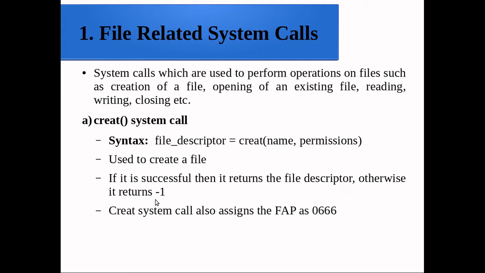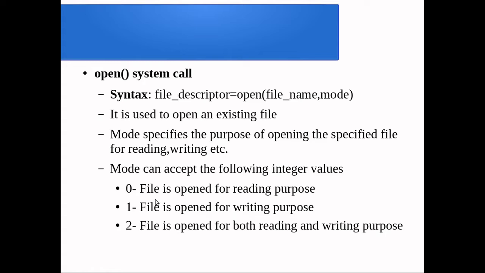And we have seen the syntax. Now we are moving on to the next file related system call, that is the open system call. Open system call means what? As the name indicates, it is used to open an existing file. Now let's see the syntax of the open system call. File descriptor equal to open with 2 arguments, file name comma mode.